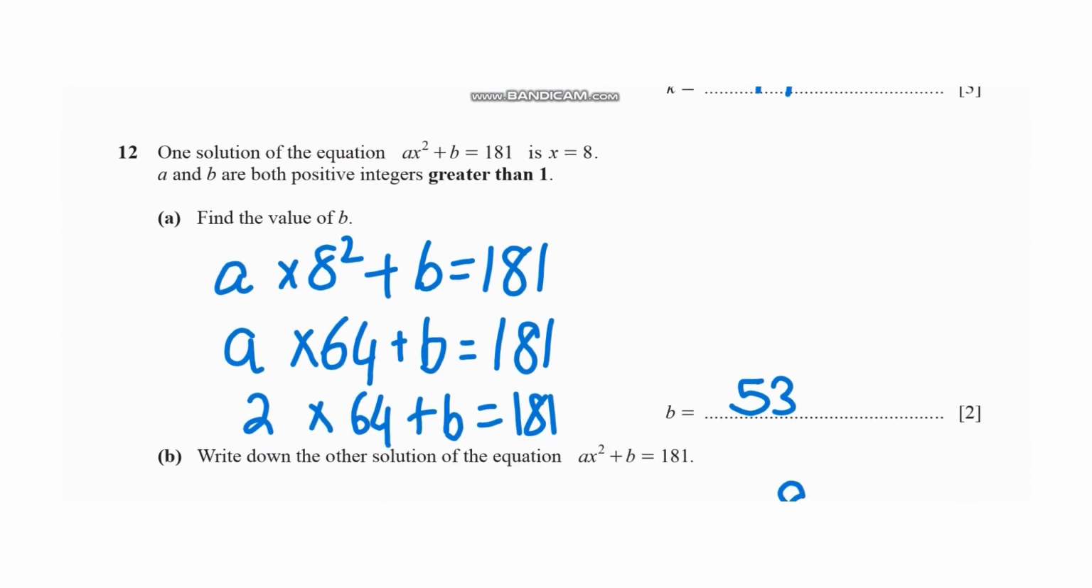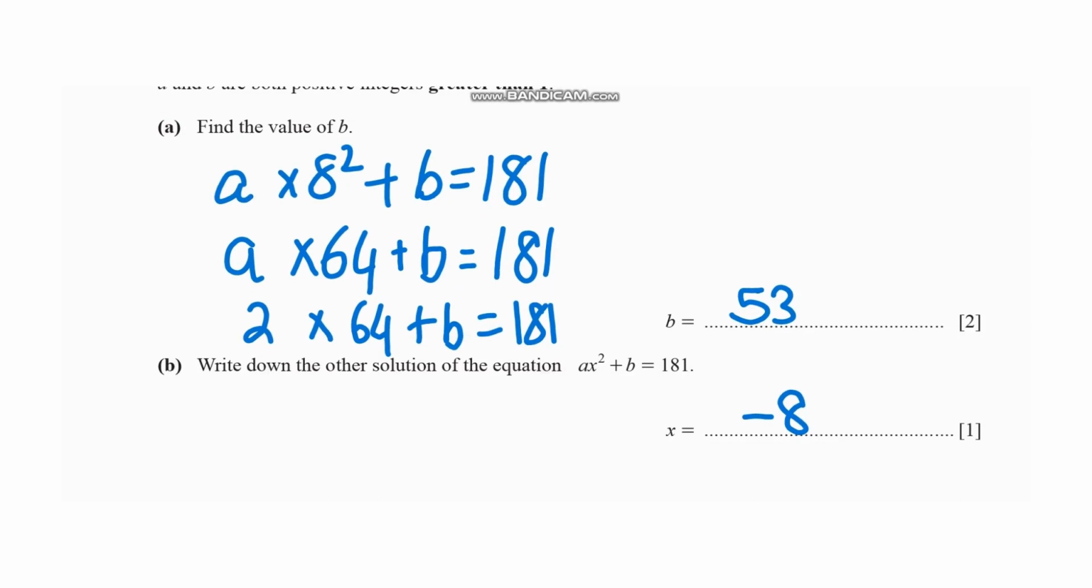Question 12 states: one solution of the equation ax squared plus b equals 181, where x is 8. So if we use x as 8, 8 squared will be 64. We have to use two prime numbers for a and b. If we use 3 for a, that will be 192, which is greater than 181. So instead of 3, we will use 2, and when you multiply 2 by 64, that will be 128. Now we have to add another prime number. Another prime number that can be used as b is 53, as it is only divisible by 1 and 53. So b is 53.